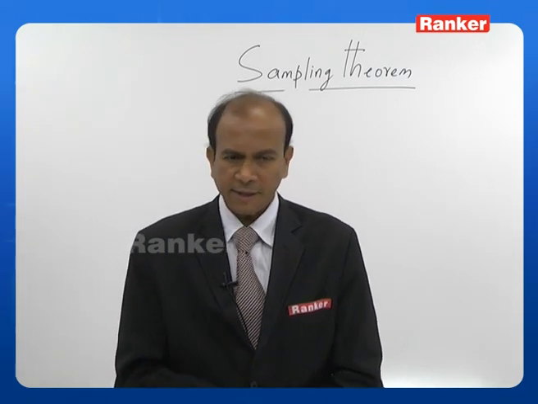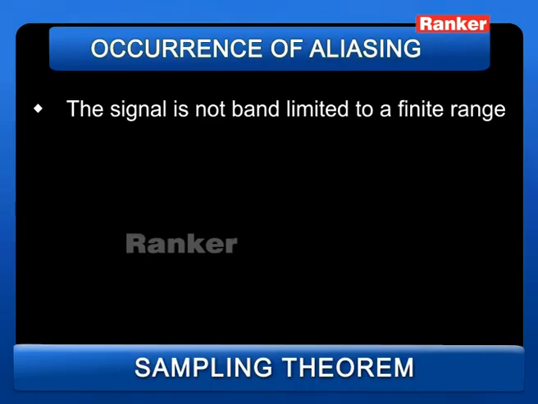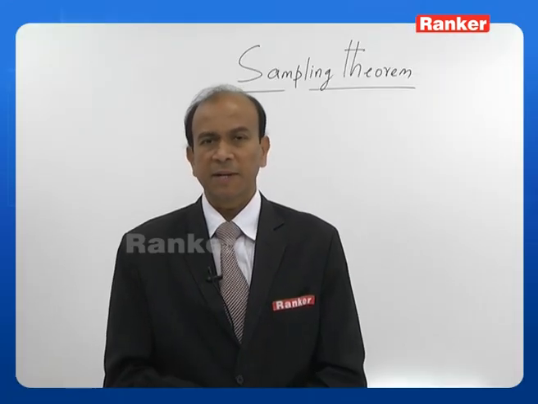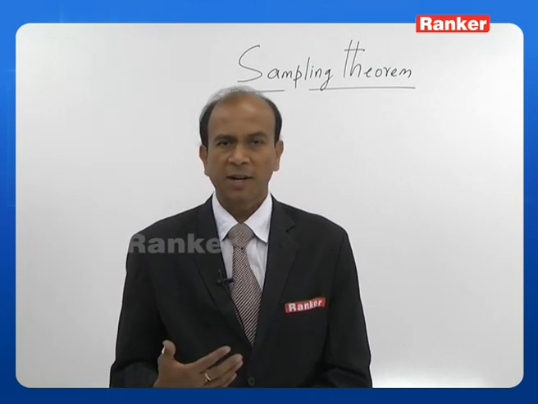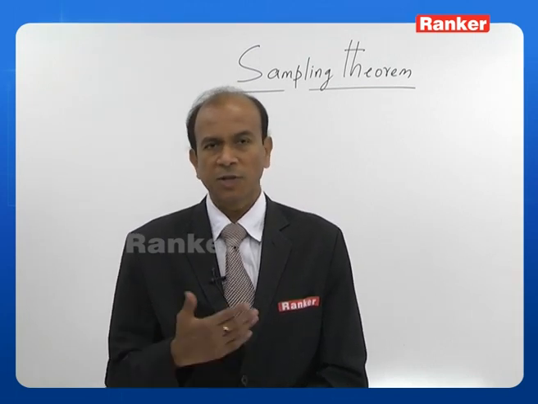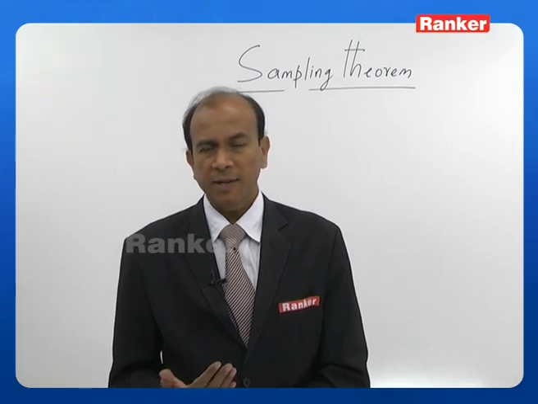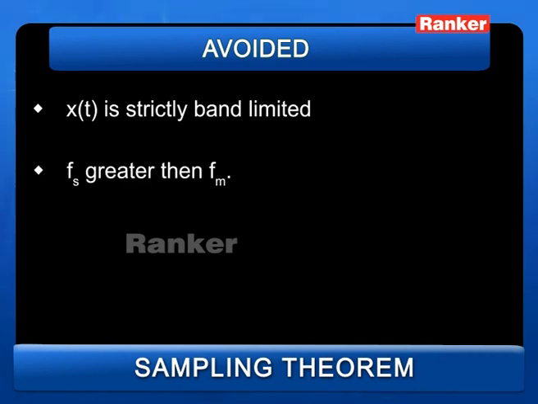How can I avoid aliasing? The first point is x of t must be band limited, and the sampling frequency must be greater than 2Fm. So, these are the two conditions under which I can prevent aliasing. We have also seen the conditions under which aliasing occurs. First, there is no band limitation, the second is poor sampling. How to prevent it? We have to band limit it. Second point, the sampling rate must be high. High means what? Greater than 2Fm.